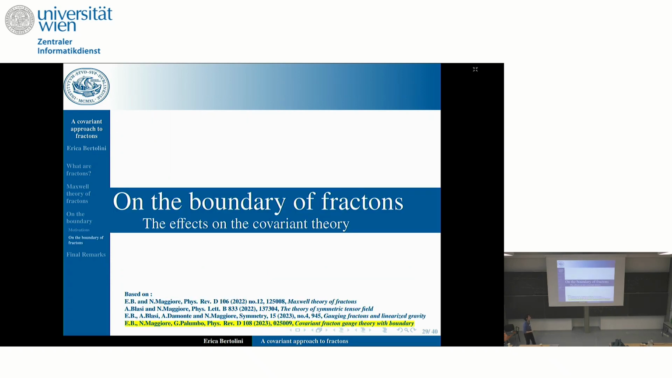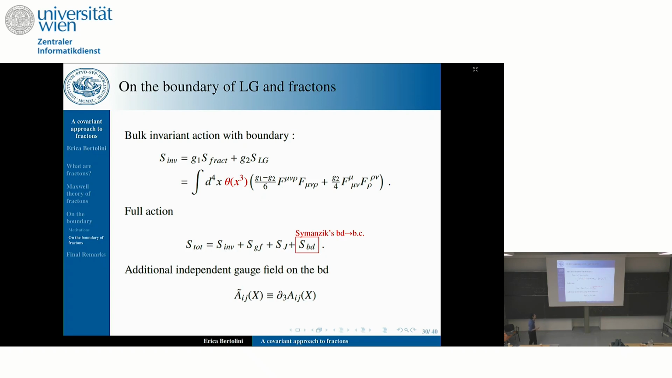So what about fractons now? The idea is to consider the same procedure as before. So take the most general invariant action with flat boundary and take into account the full action term, both with gauge fixing, source term, and the most general Symanzik boundary term, which is more complicated also because we need to take into account the fact that here we have another independent gauge field, which is the normal derivative with respect to the boundary.